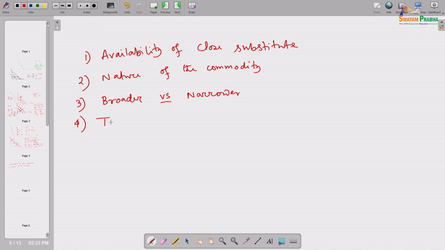So when we define the commodity in a relatively broader way, like food, elasticity of demand will be relatively inelastic, and when it is narrower it will be much more elastic. Similarly, time horizon also determines elasticity of demand. To be specific, over a shorter time span demand will be more inelastic, vis-a-vis a longer time span, when demand will be much more elastic.